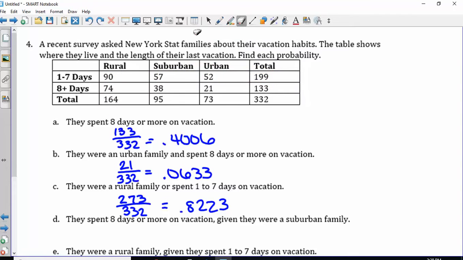Okay. Next one, I got into the givens. When you have a given, that's when we're talking fractions. The denominator is our given, which was suburban. So I am only looking at these suburban. So my total suburban is 95. Just out of those suburban, how many were 8 or more days? 38. So you get 0.4.